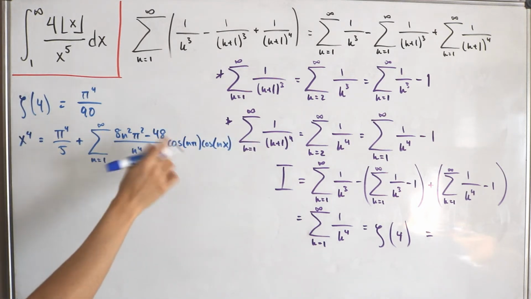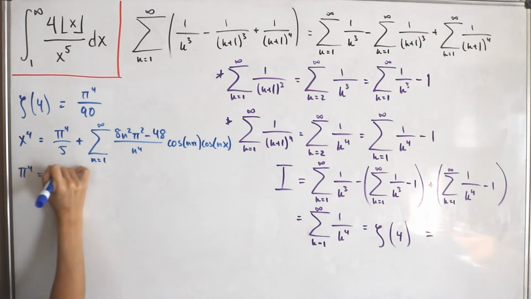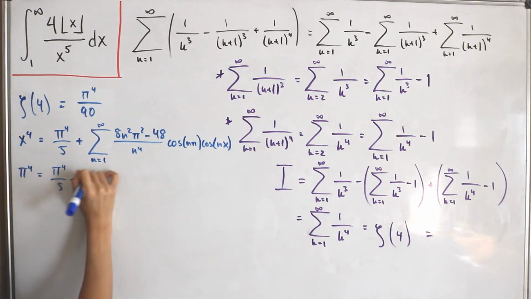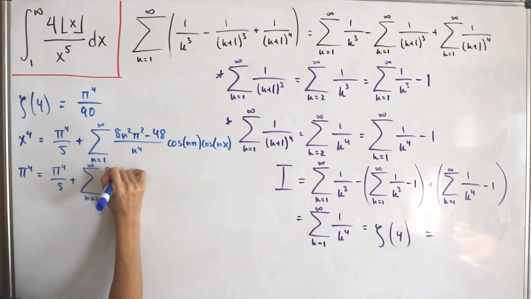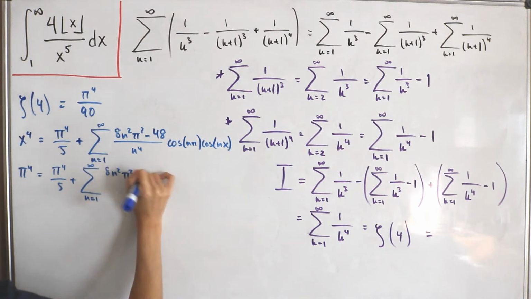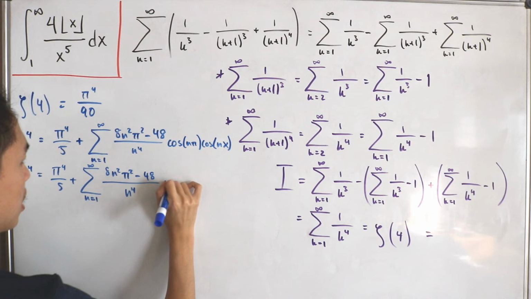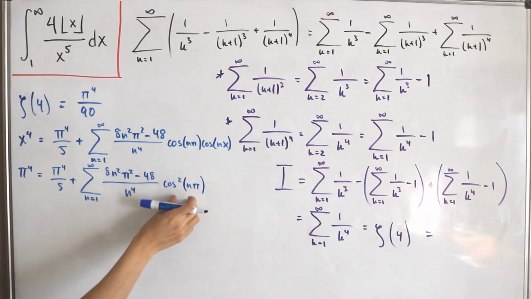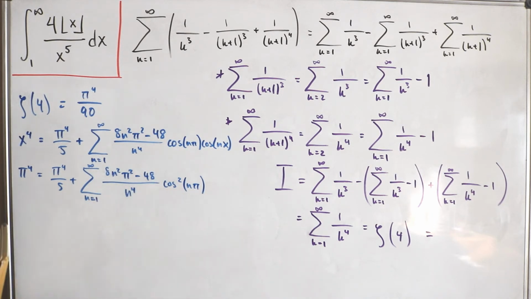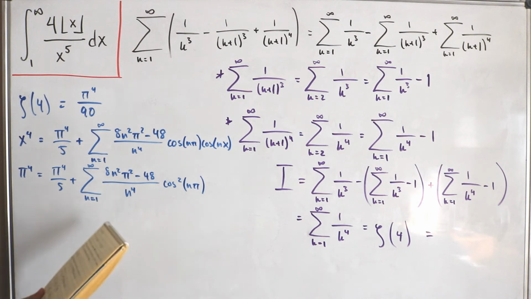So letting pi equal x, substituting this back in, that'll give us pi to the power 4 is equal to pi to the power 4 divided by 5, and then add this with our infinite sum, n equals 1 of 8 times n squared pi squared, then subtract 48, divided by n to the power 4, and then that'll give us cosine squared of n times pi. This can actually completely vanish since this is equal to 1. Cosine of n pi is always going to yield us either -1 or +1 depending on what our natural number n is, but squared, it's always going to be a +1.